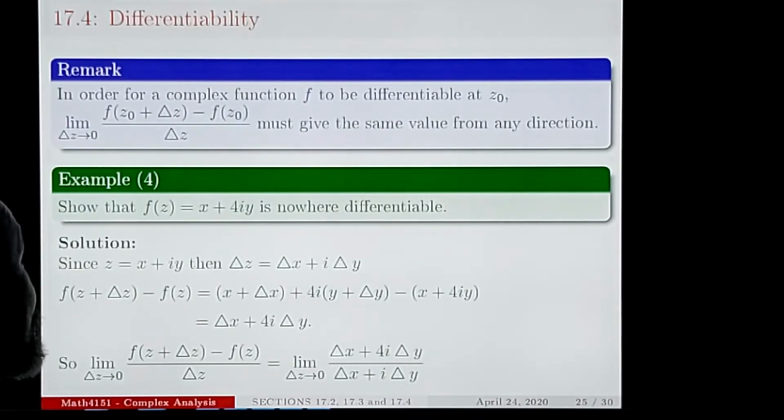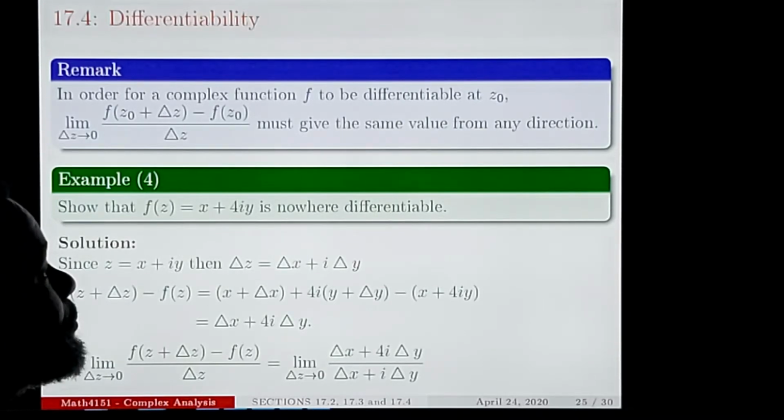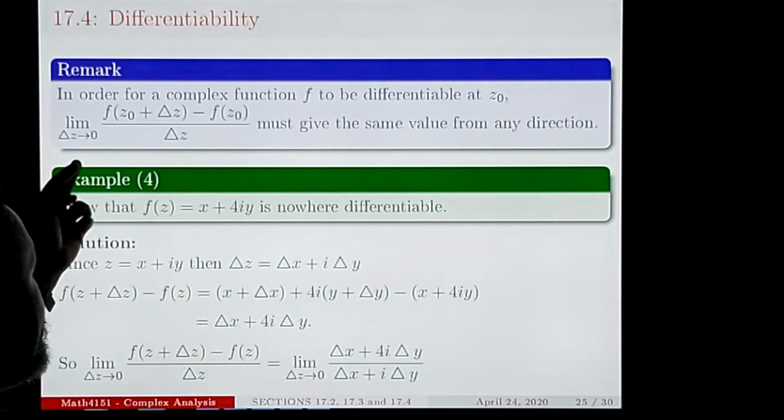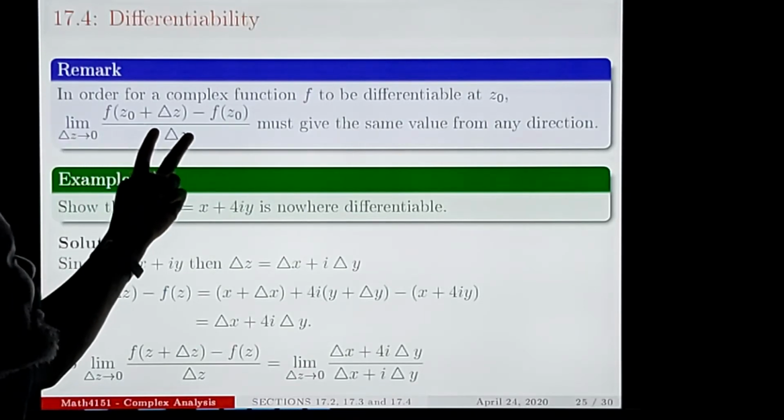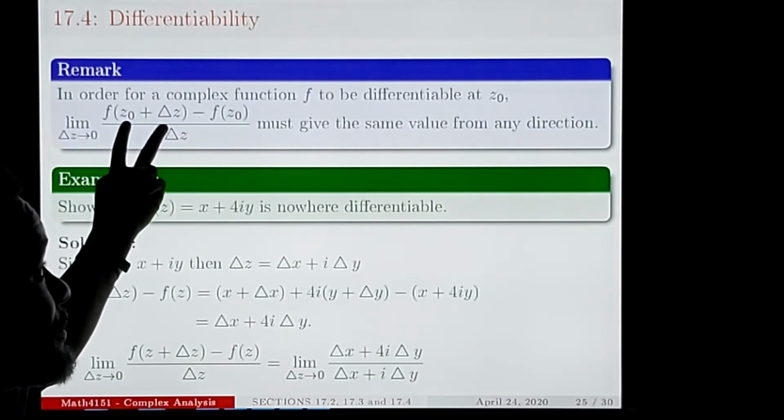When we say a function is differentiable, here for complex numbers, it's a little bit tricky. It's a little bit more complicated. In order for a complex function f to be differentiable at z naught, the limit, we say by definition, this is a derivative.